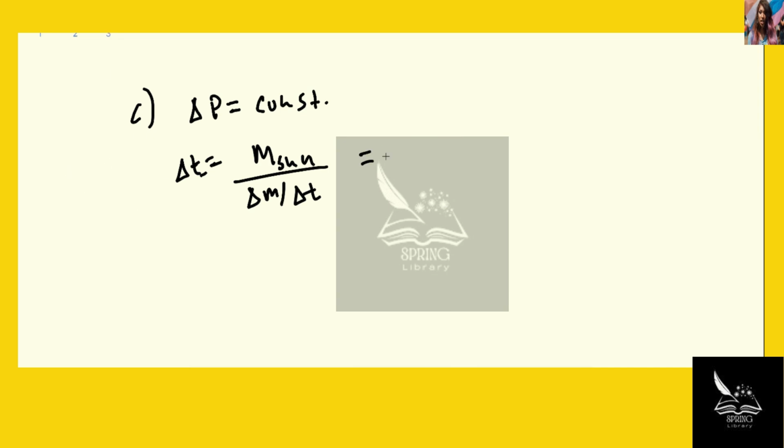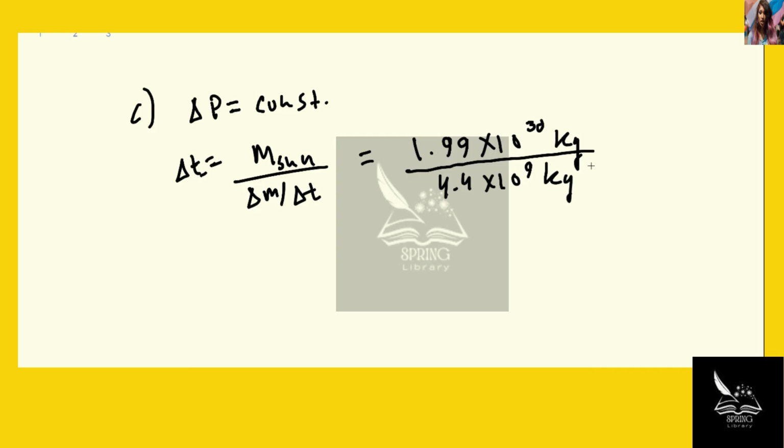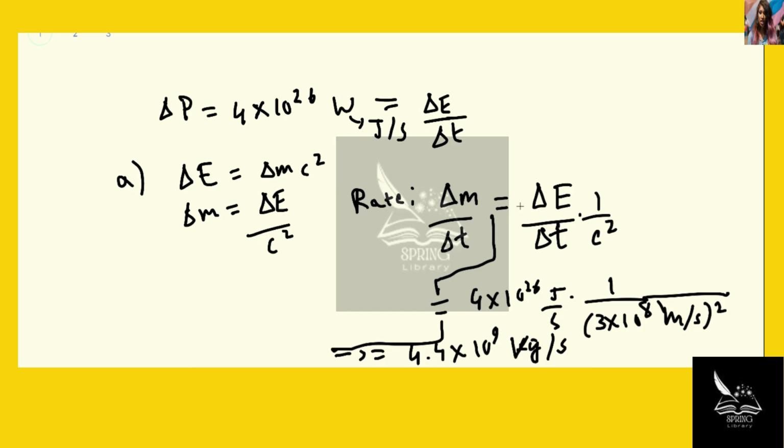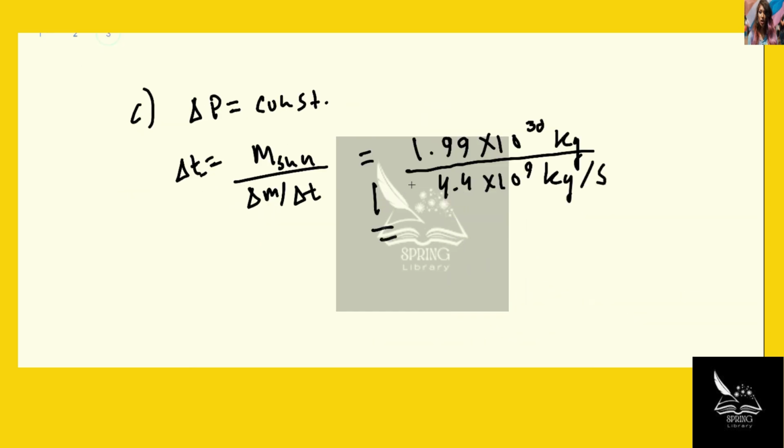And so mass of the sun, you can look this up or find from the book. It's 1.99 times 10 to the 30 kilograms. Yeah, I know, that's huge. And you divide that by your answer in part A, which is 4.4 times 10 to the 9 kilograms per second, okay? Yeah, so that gives you about 4.52 times 10 to the 20 seconds.